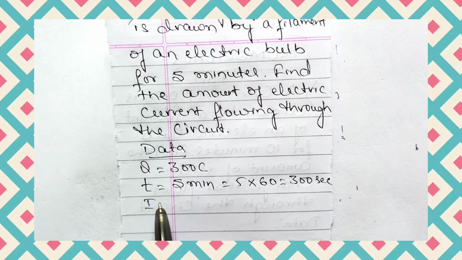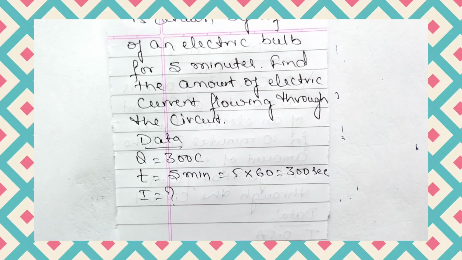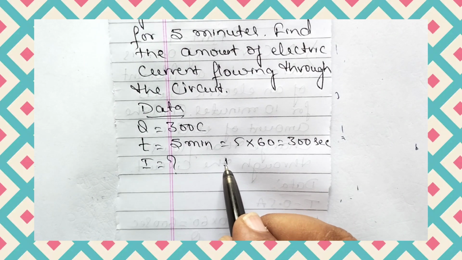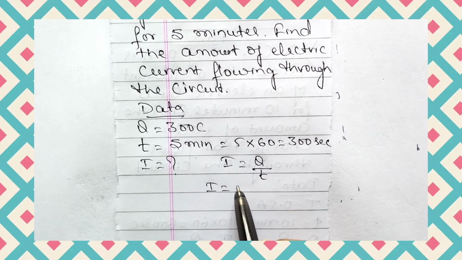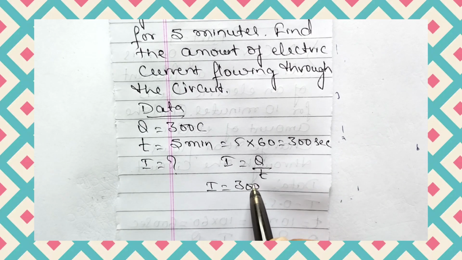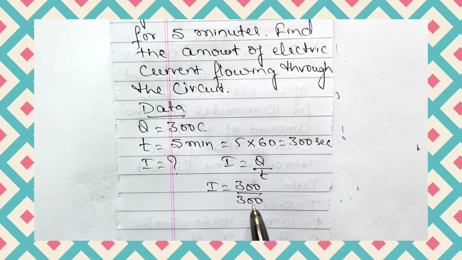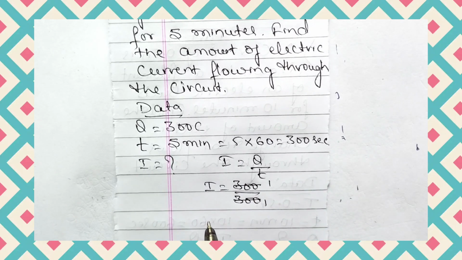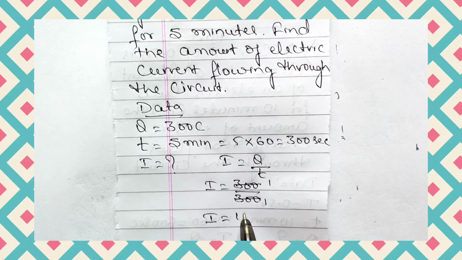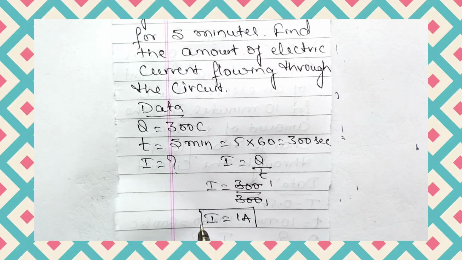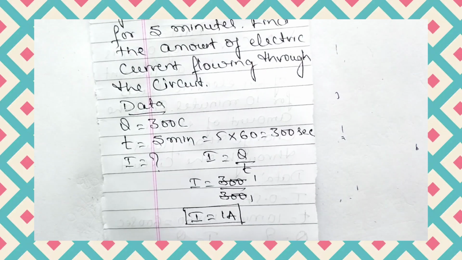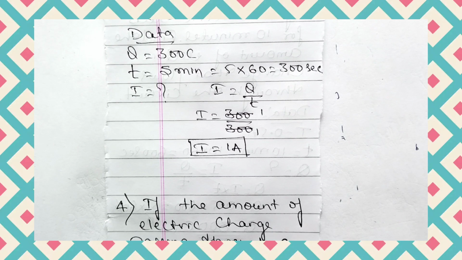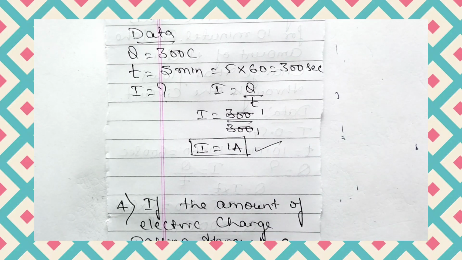Now we have to calculate the current. I is equal to question mark. So what is the relation between these three? I is equal to Q by T. I is equal to Q, that is 300, divided by T, that is 300. 300 ones are 300, ones are. I is equal to 1 ampere. So how much current is flowing through that one? 1 ampere of current is flowing through the circuit. So like this we have to calculate how much current is flowing through the circuit.